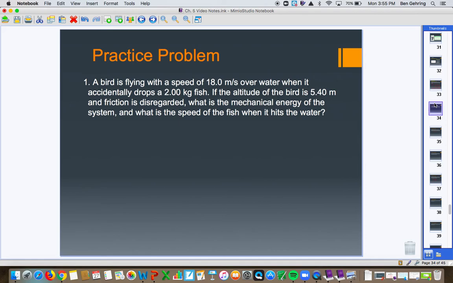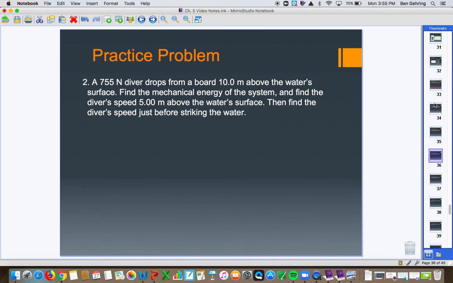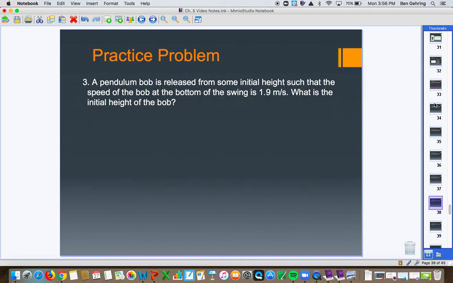So here's the first answer. Second question is here. A 755 Newton diver drops from a board 10 meters above the water surface. Find the mechanical energy of the system, and find the diver's speed 5 meters above the water surface. Then find his speed just before striking the water. So you should have 3 answers on this one. So work through this, get all 3 answers, and then hit the play button, and you'll get your answers. And check yourself.